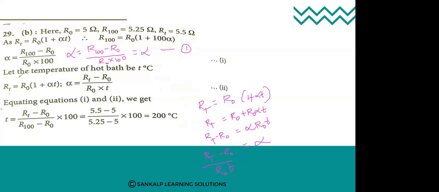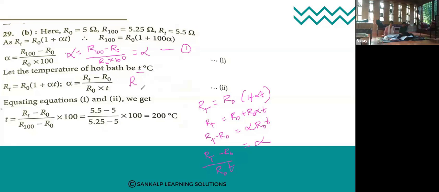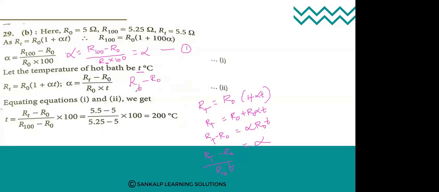Next, they let the temperature of the hot bath be T degrees Celsius, which we need to calculate. Therefore, the simplification will be alpha is equal to RT minus R naught upon R naught into T. Here we are not substituting T, because this T is the unknown. This is our equation 2. So equate equations 1 and 2 and do the simplification.